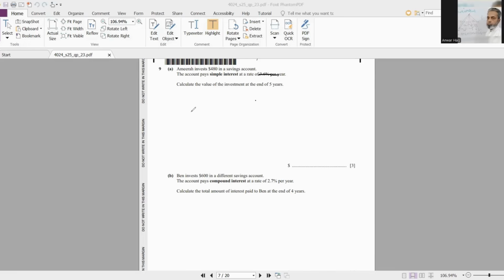The account pays simple interest. The simple interest formula is I equals PRT over 100, where P stands for principal amount, R stands for rate, and T stands for time. So P is 480, multiplied by 3.6, multiplied by 5, over 100.